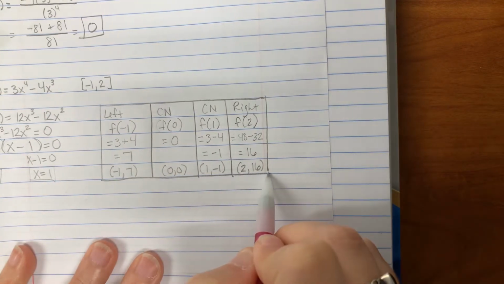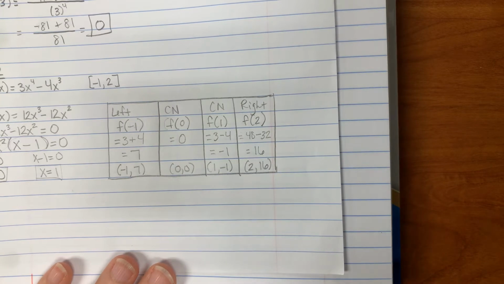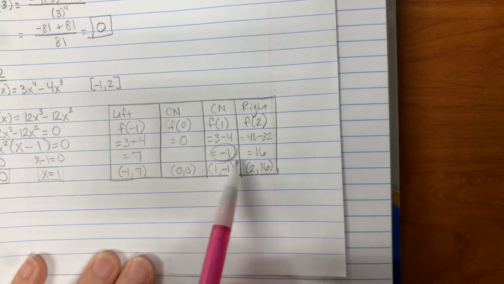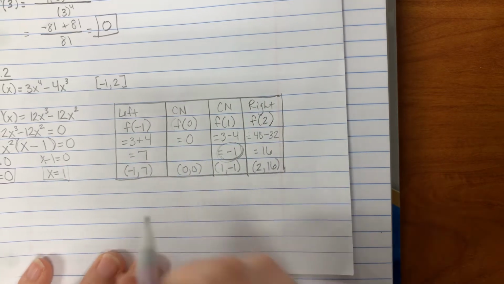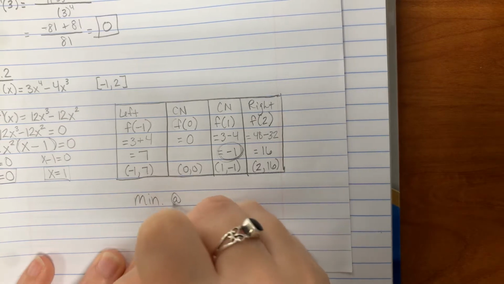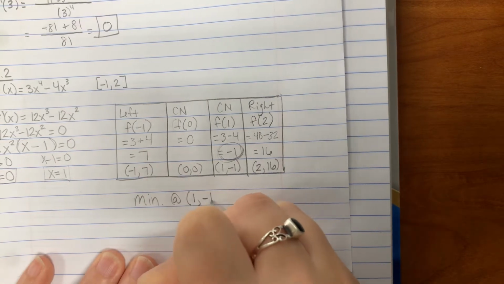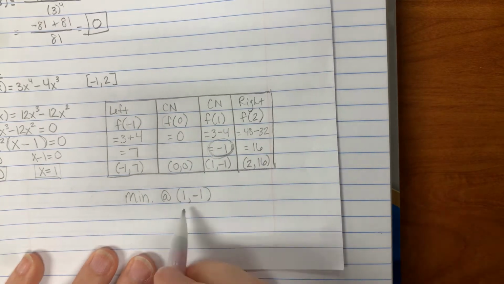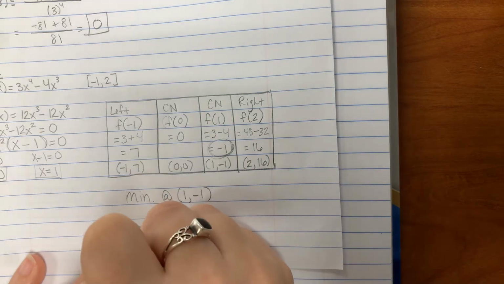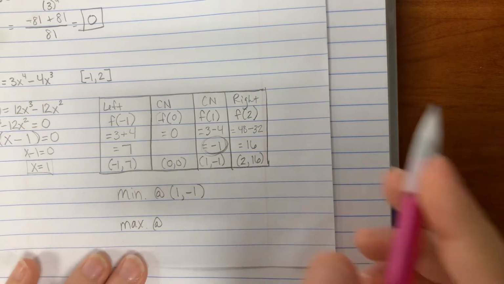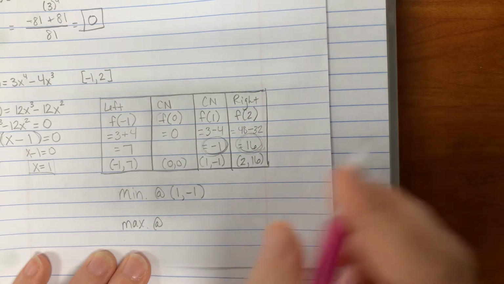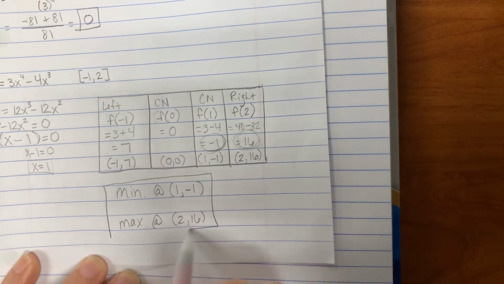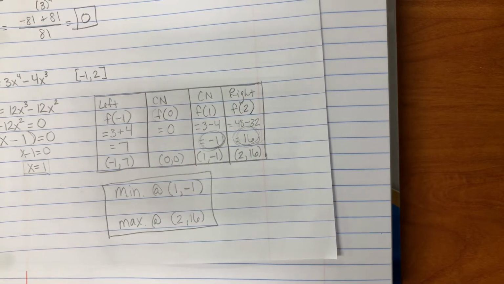So what I'm looking for in this case is which ones are my maximum values and which ones are my minimums. Well, this -1 is the lowest y value that I have up there. So that means I have a minimum at the point (1, -1). Or I could have said f of 1 equals -1, but I just write it as a point. Then I have a maximum at my highest value right here. So at 2, I have a maximum value of 16. So those are my extrema in this problem.